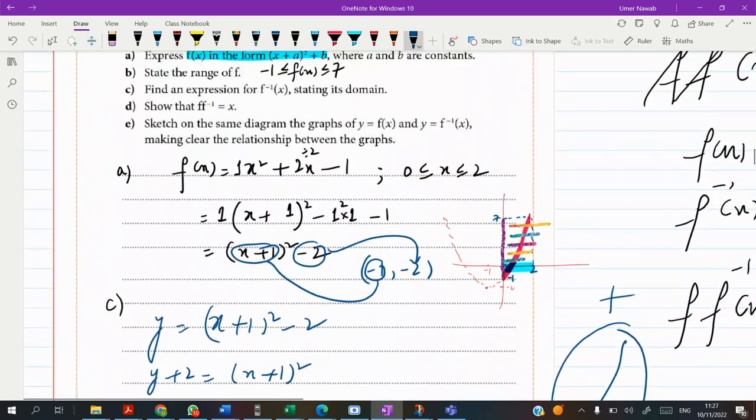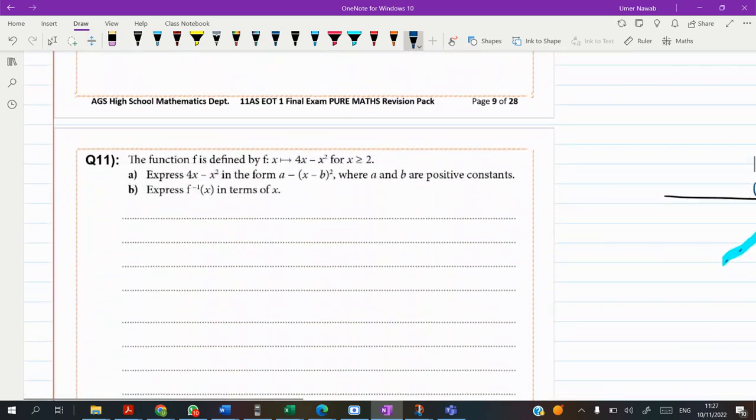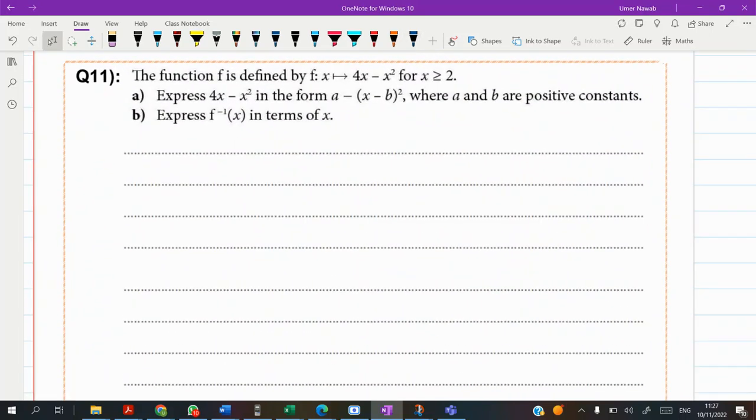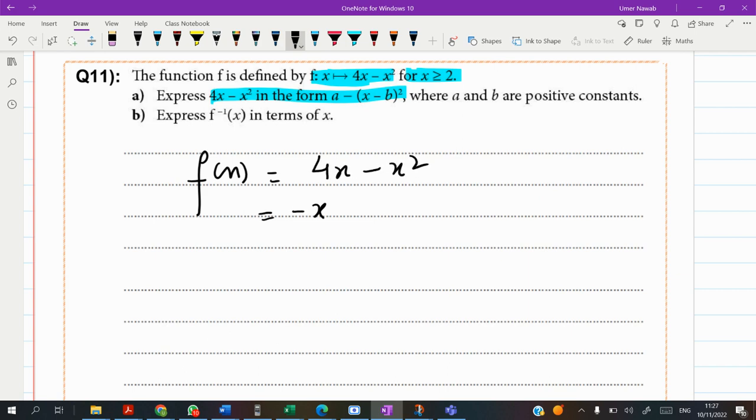Now, am I done? Yeah, I'm done. Now, question number 11, he gave you a function, this quadratic function, x greater than or equal to 2. We need to write it in completing the square form. So come on, guys, f of x is equal to 4x minus x squared. Let me write it in a beautiful form.